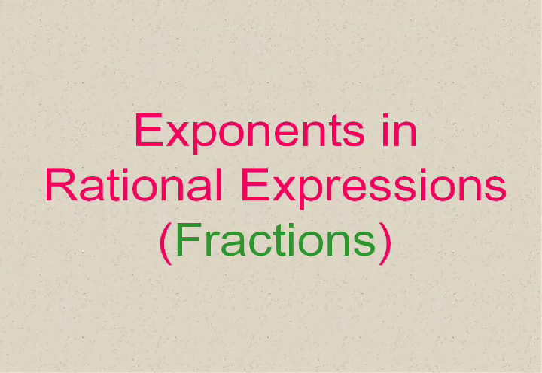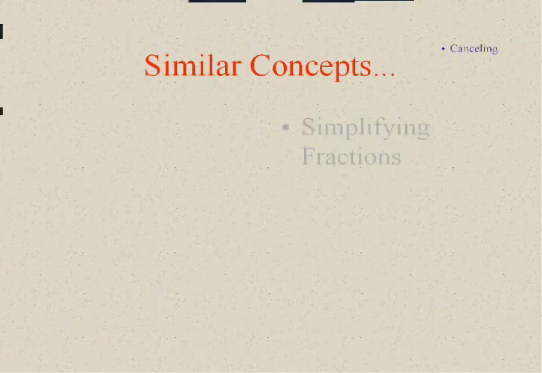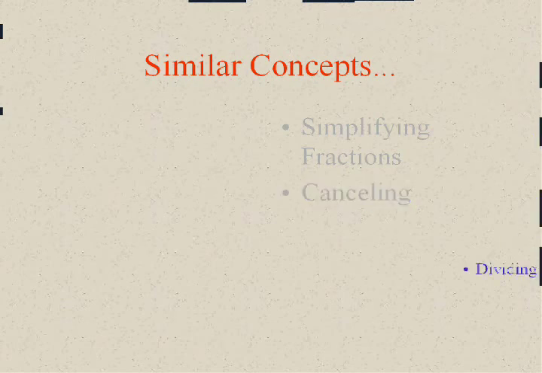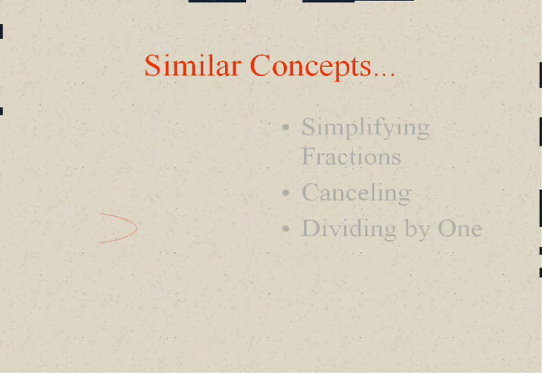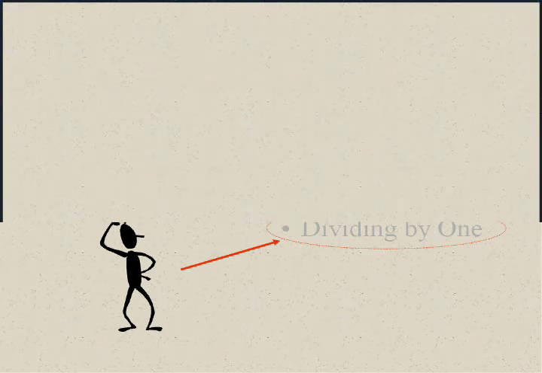Let's talk about what to do with exponents when they're in rational expressions. Another name for that is fractions. Consider these concepts. With fractions, of course, you want to simplify them. People say, well, I canceled when I simplify them. Actually, what you did was divide by the number 1. That's what canceling is, dividing by 1. Well, let me tell you what that means.